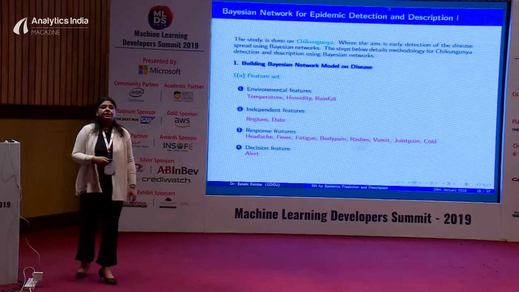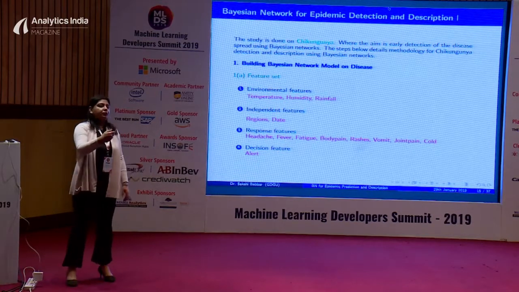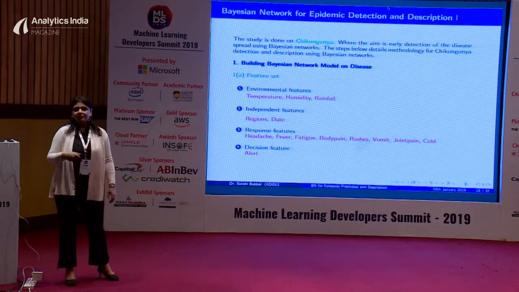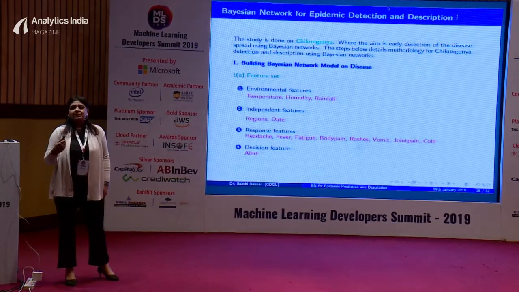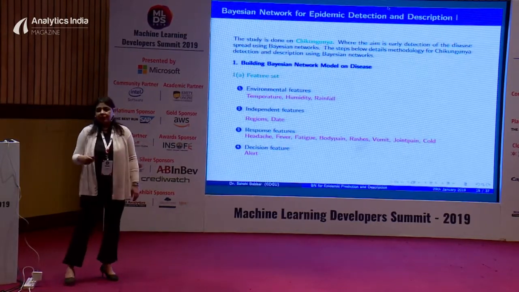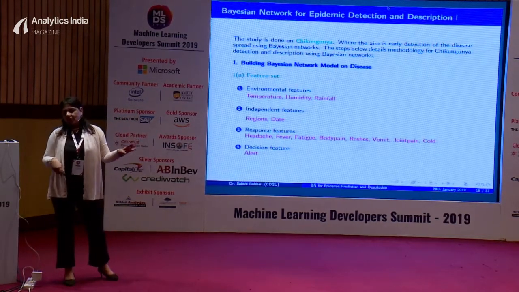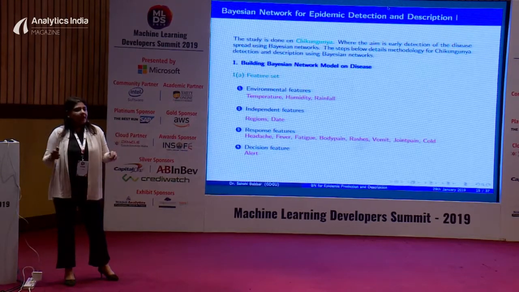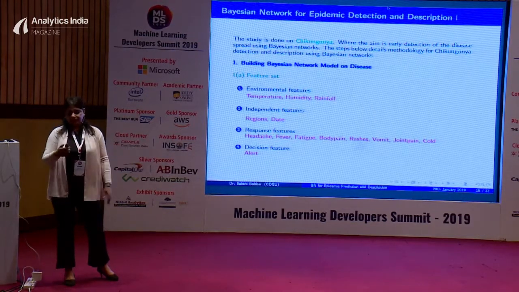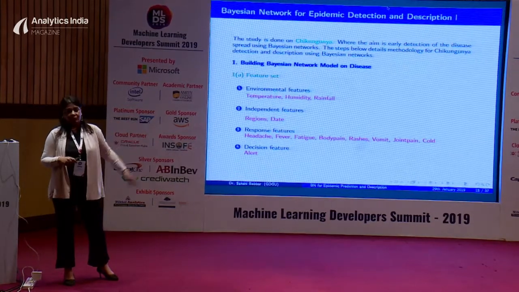Next is response features. Response features are the features which chikungunya patients should have, for example rashes, high fever, body ache. These are the features which we more or less prominently see whenever we have a patient with chikungunya. And the last one is the decision feature, which is alert. Alert means that we are observing symptoms in patients now, and it's time to raise an alarm. Once the alarm is raised, the lab process will start, and preparedness will be started accordingly. So these are the four sets of features that were required when I started building the Bayesian network.